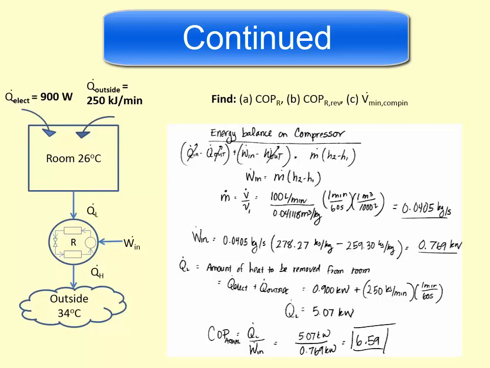We can calculate M dot is equal to V dot over V1. So that's 100 liters per minute. We convert that to seconds, 1 minute over 60 seconds, and then convert liters to meters cubed. So 1 meter cubed is equal to 1,000 liters, divided by V1, which is 0.04118 meters cubed per kilogram. So we find M dot is equal to 0.0405 kilograms per second.